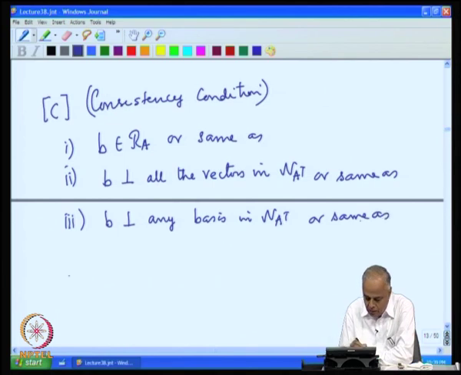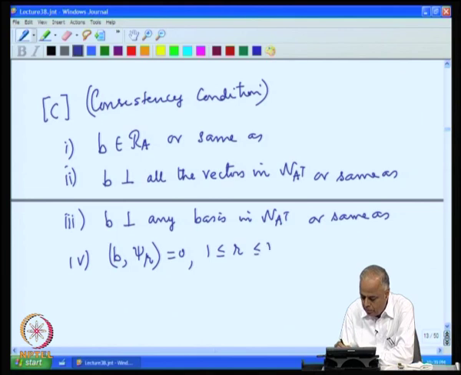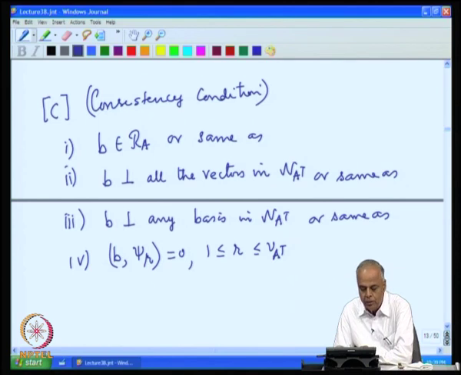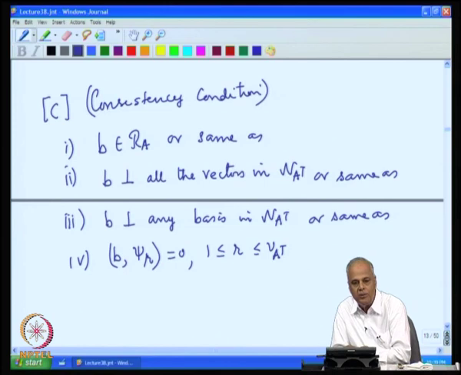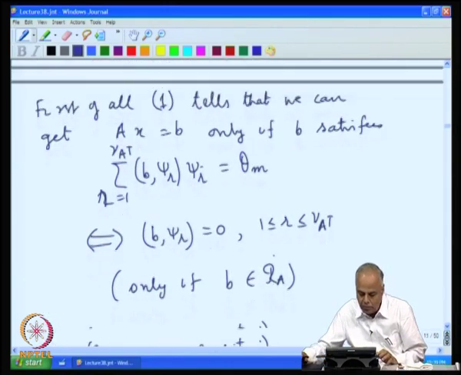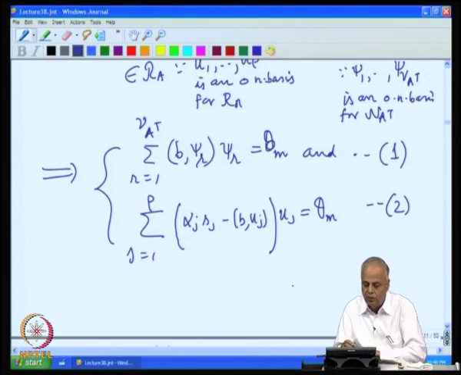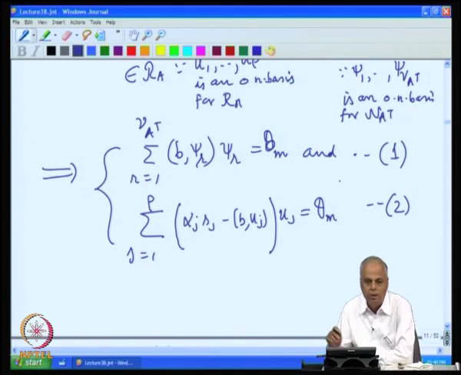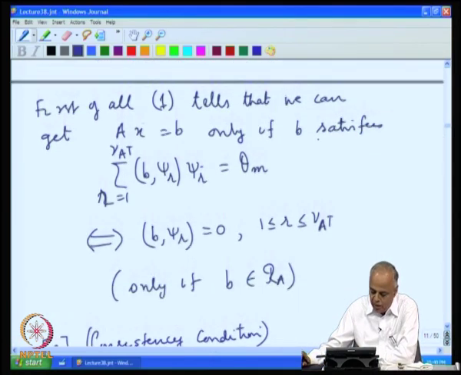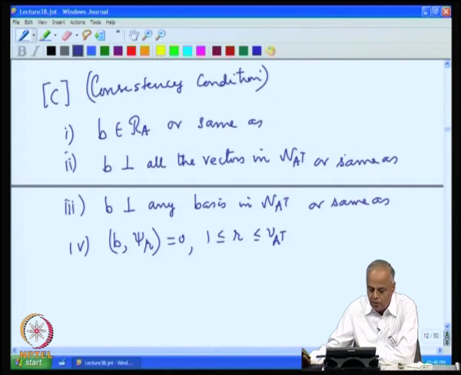The same fact is now that b is perpendicular to the particular choice that we have got: b transpose psi r equals 0 for 1 less than or equal to r less than or equal to nu. This is our particular choice, and we want this to be equal to 0. So, this is the consistency condition. If it is not satisfied, then we cannot get A x equal to b, because for A x equal to b to be satisfied, we need both conditions to hold. The first one demands that b belongs to the range of A, which is stated as b transpose psi r equal to 0.